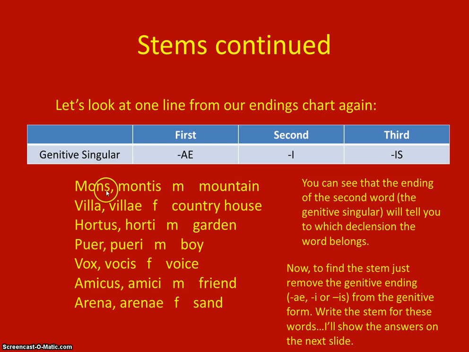All right, so take a moment for each of these words, mons, villa, hortus, puer, vox, amicus, and arena, and find the stem for them. Write those down. On the next page, I'll show you the answers.